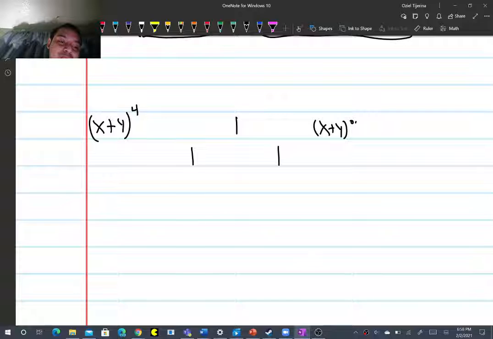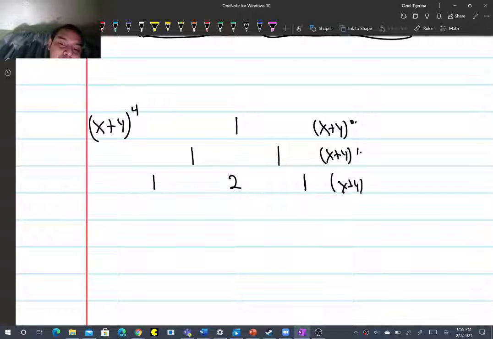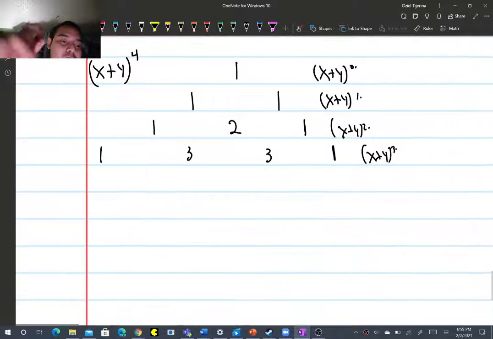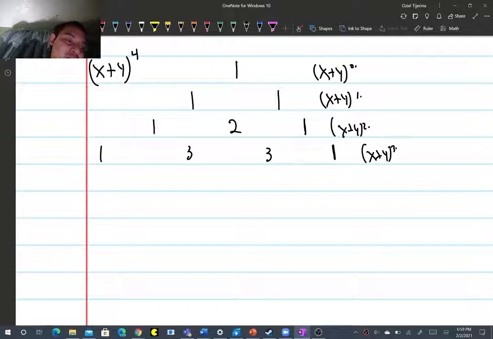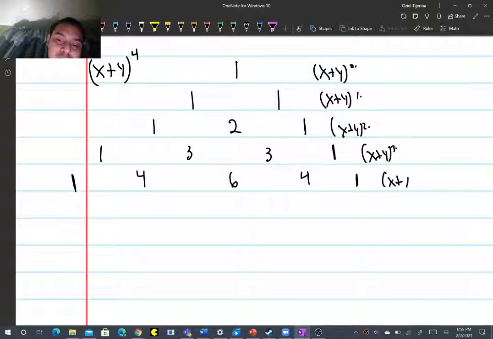And then we're going to do x plus y squared. X plus y squared is just, we have a 1, and then 1 plus 1 is 2, and then we have another 1 right here. This is x plus y to the first, and this is x plus y squared. For this part, we have a 1, and then 1 plus 2, that's 3. 2 plus 1 is 3. And then we have 1 right here. So this is x plus y cubed. And then we put another 1 right here. 1 plus 3 is 4. 3 plus 3 is 6. 3 plus 1 is 4. And then we have another 1 right here. This is x plus y to the fourth.